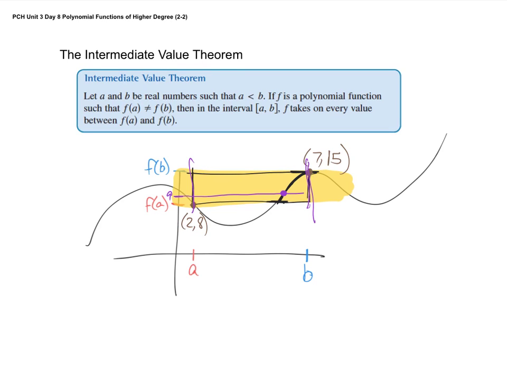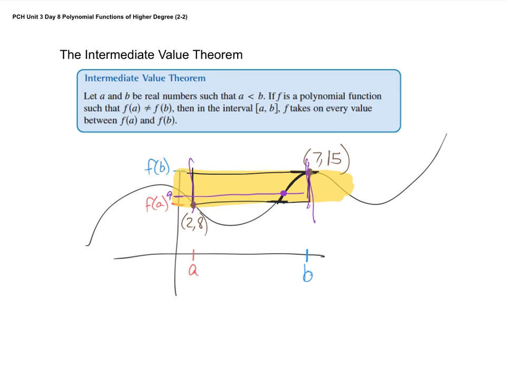And you could pick any value between 8 and 15, and we will definitely hit it somewhere between 2 and 7. 94. Okay, 94 is not between 8 and 15. So, that would not be an intermediate value. Intermediate means between. So, it has to be between the 8 and the 15, and we will find a point somewhere between 2 and 7 that hits that value.